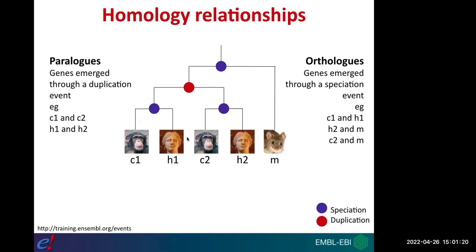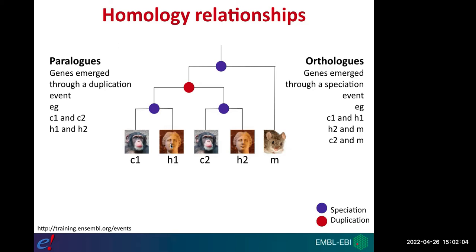So for example, we have C1, which is a gene in chimpanzee, and it is related as an ortholog to H1 through this speciation event, which is in this blue node here. So you can see that there is obviously a common ancestor between chimpanzee and human, and then where this speciation event occurred, this gene in the modern chimpanzee is related to the gene in modern human.